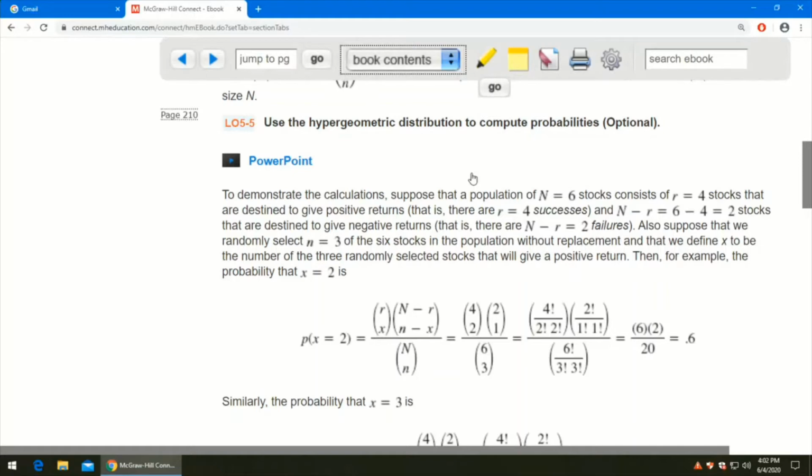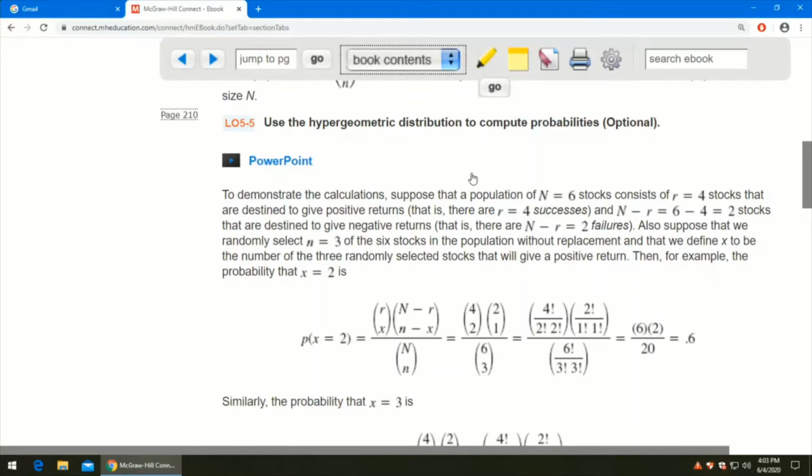So negative returns with 2 stocks out of 6 stocks, and 4 with positive result. And if we make 3 selections, so now they have given you x as the probability that x is equal to 2. Now, what is 2 in this case? So this is the probability with the stocks in population without replacement. So we cannot replace them, and x is those selected stocks without replacement that is related to our success, which is the positive result. So at least 2 of the stocks that are selected would be giving us positive results.